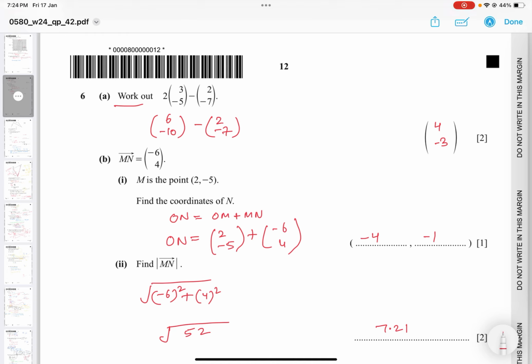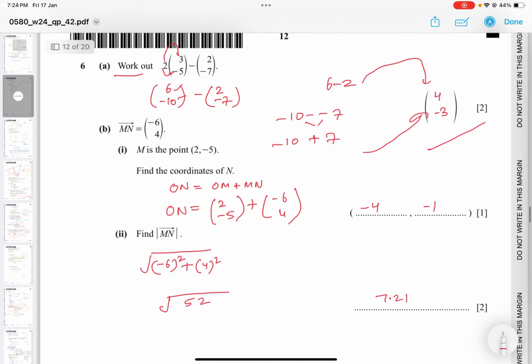So we'll multiply 2 with 3 with minus 5. We will get this one and then subtract it. 6 minus 2 is 4. Now minus 10 minus 7. Two signs are there, so it will be positive. Minus 10 plus 7 would be negative 3. Very good. You got this one.